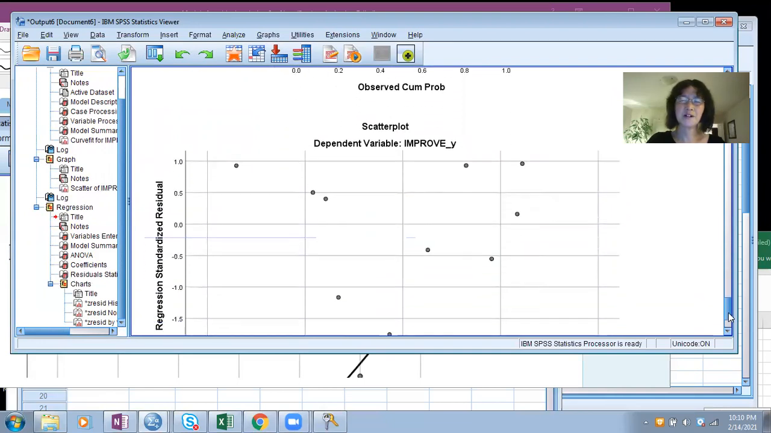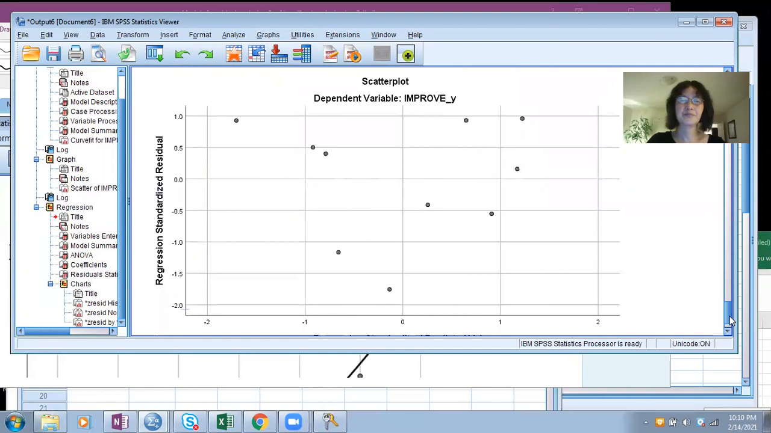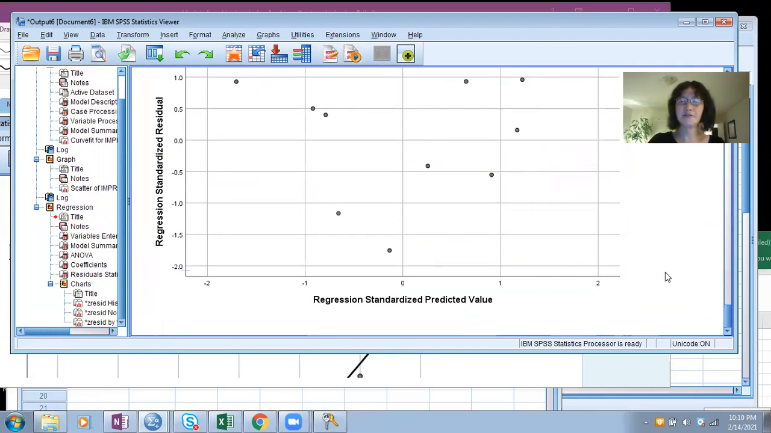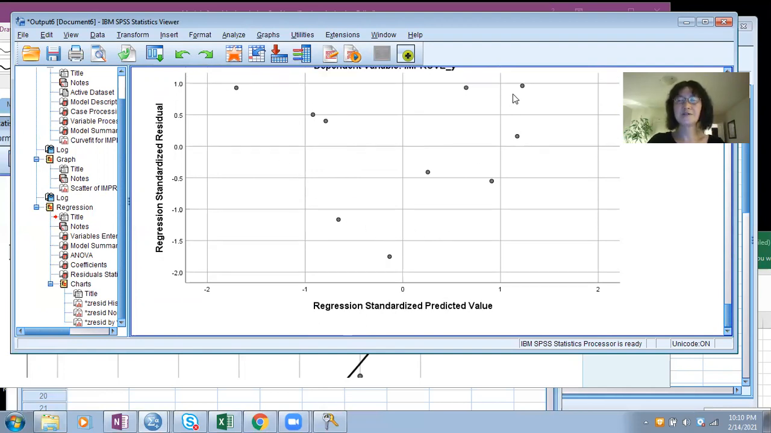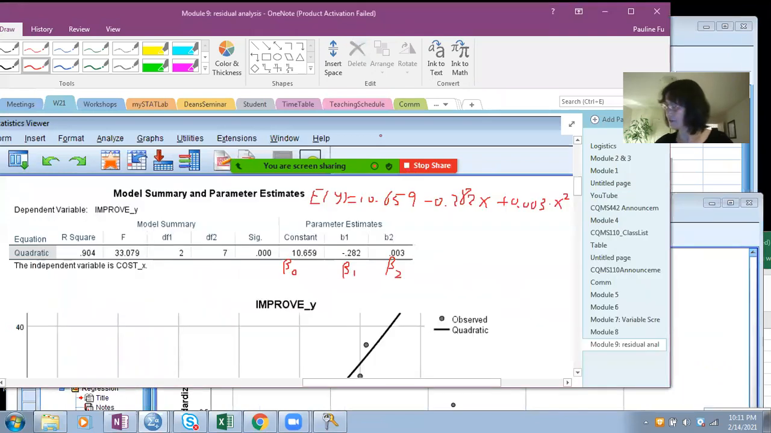And the last one here, the scatter plot. So this one is the standardized residue versus the standardized predicted value. Again, it looks like you have a pattern: decrease then increase. That's why the quadratic model is suitable for this one. So that is this question, and the next one we are going to have similar questions.